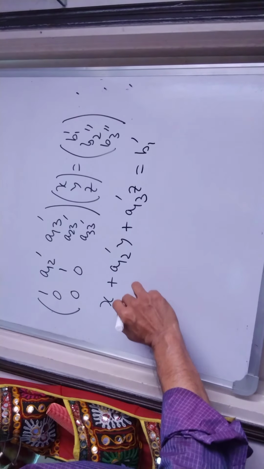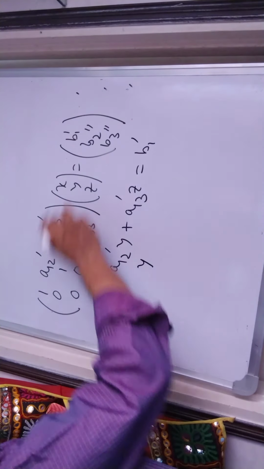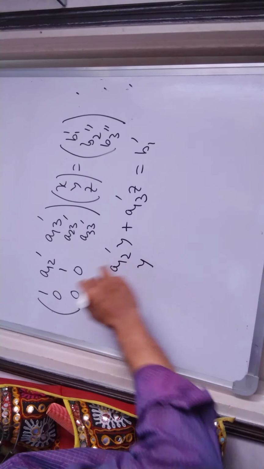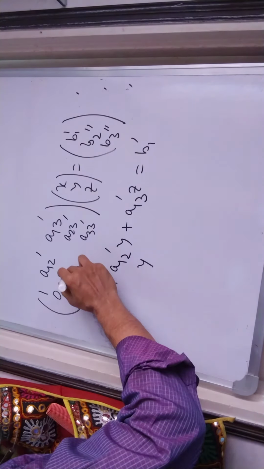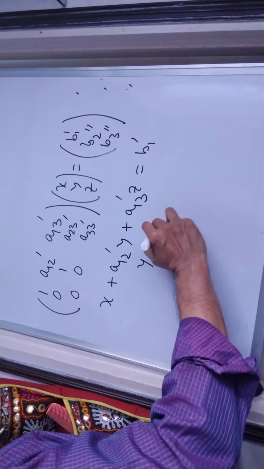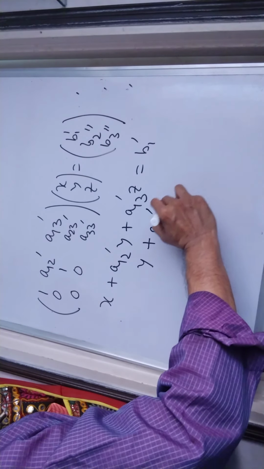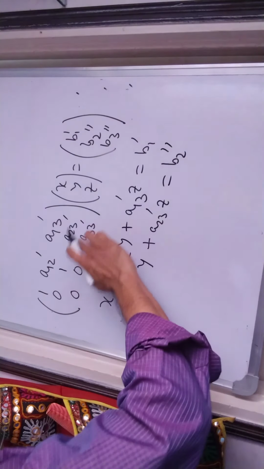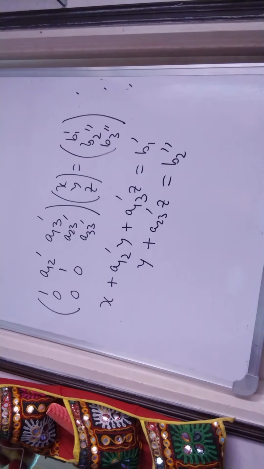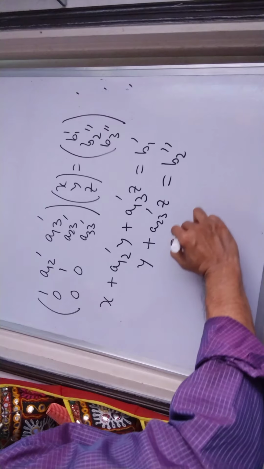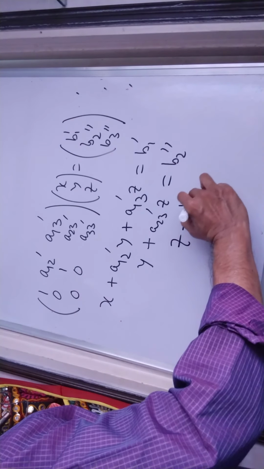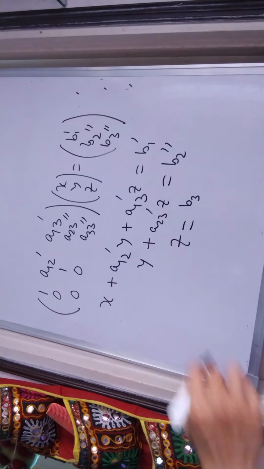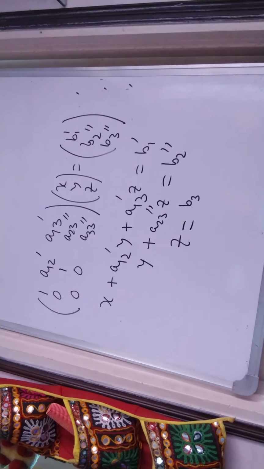The first one is x plus A12 prime y plus A13 prime z equal to B1 prime. The second one gives 0 into x is 0, 1 into y is y, plus A23 prime z is equal to B2 double prime. And the third one is nothing but 0 into x and 0 into y gives 0, and z into A33 double prime is equal to B3 double prime. Actually these are double prime elements, isn't it so?